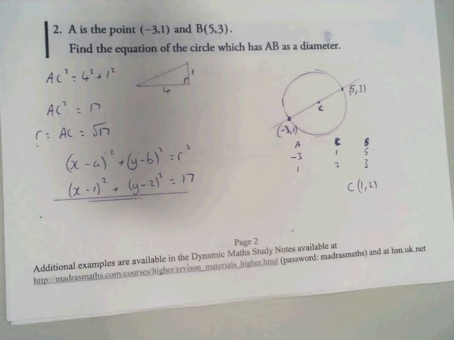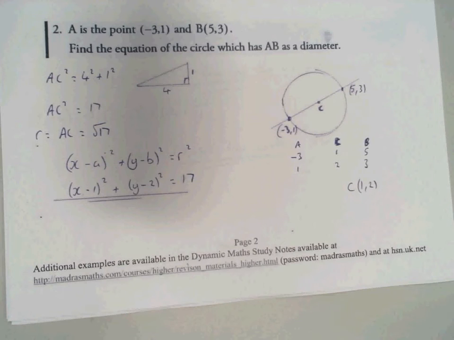Okay, so I'm looking for point C, which is halfway between A and B. The centre of the circle will be halfway along the diameter. So I'm just going to step out like we were doing for the midpoint in the straight line topic. Halfway between negative 3 and 5 will be 1, so that's a jump of 8, so I'm just jumping up by 4 to go halfway. Halfway between 1 and 3 is 2, so the centre will be at (1, 2).